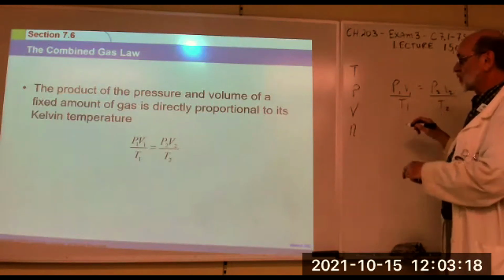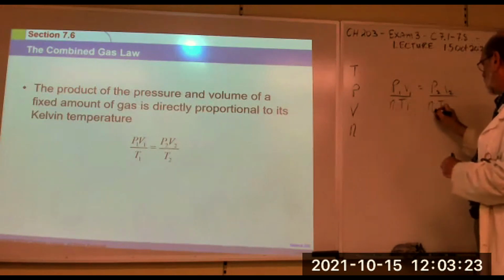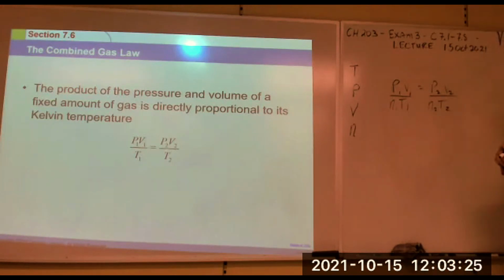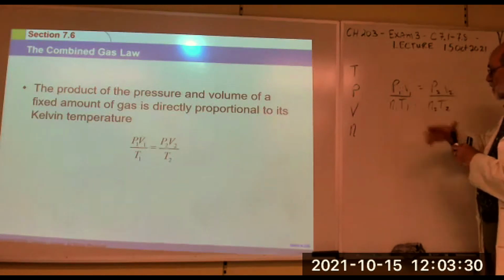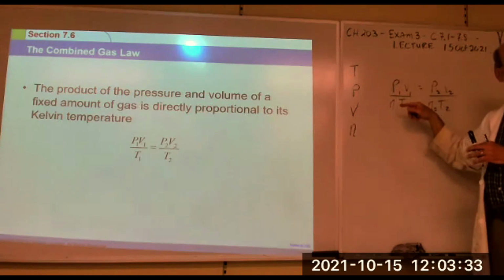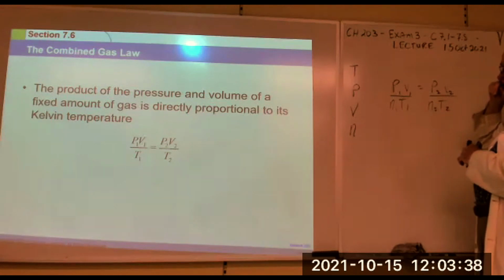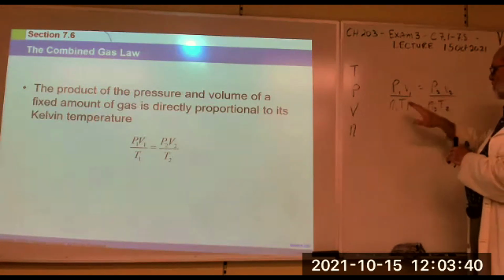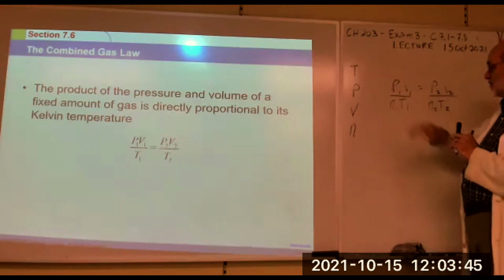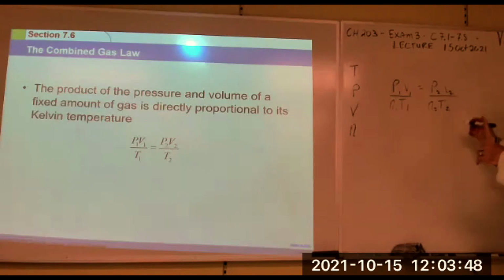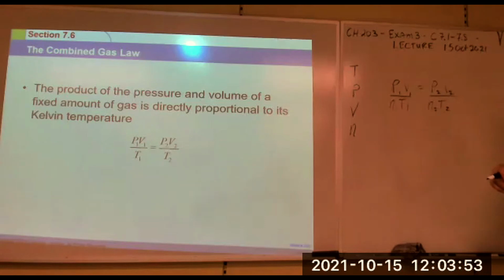Now if we introduce Avogadro, volume and moles, there we go. So now we have this one. If pressure and temperature are constant, then you have a volume-moles relationship. Or if moles and pressure are constant, you have Charles' law. So this encompasses all of the laws together. This is the combined gas law.